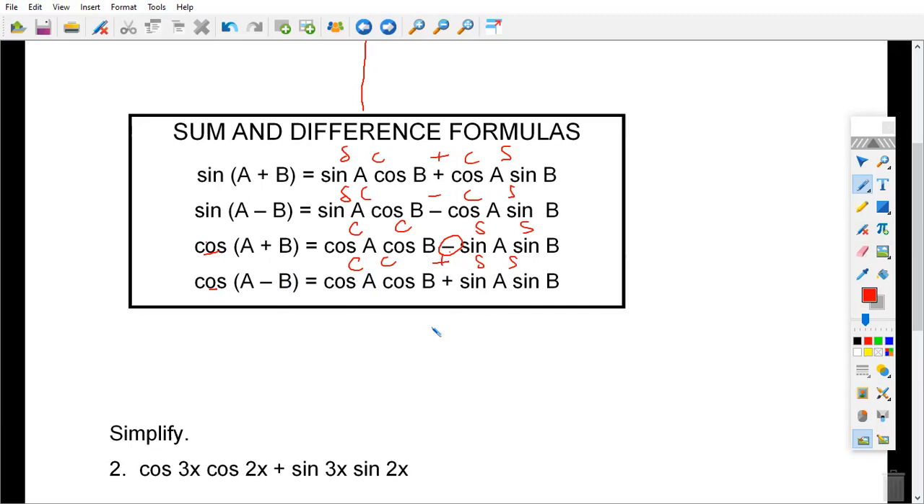So for sine of A plus B, it's still addition. For sine of A minus B, still subtraction. Cosine of A plus B is opposite, O for opposite, so you are subtracting. And cosine of A minus B, O for opposite, we will be adding. Now we're going to go through the 3 steps of condensing and simplifying with this.